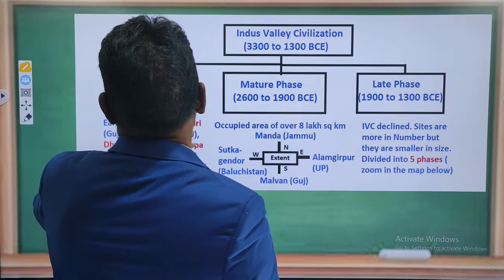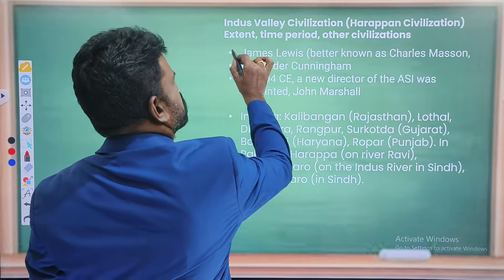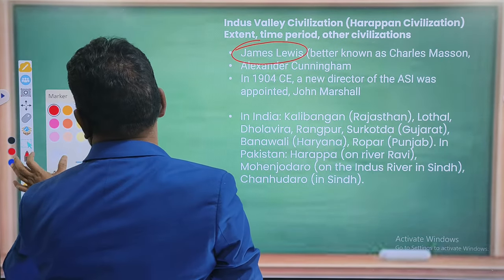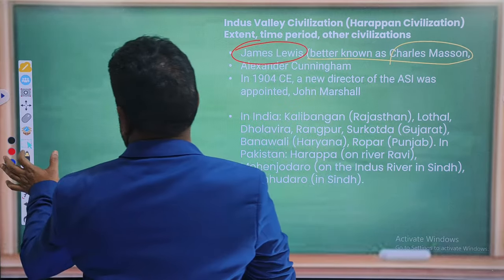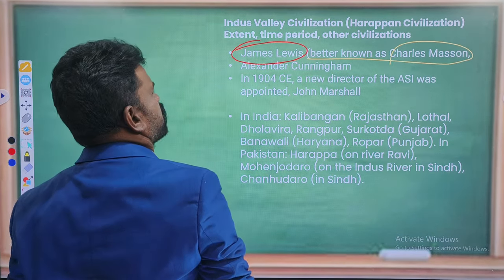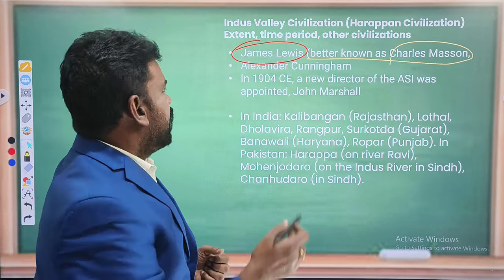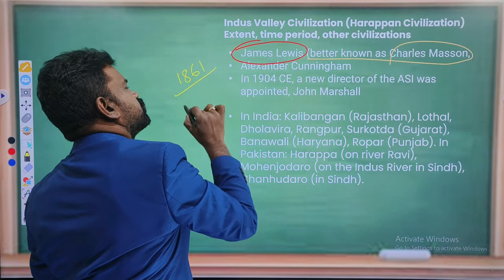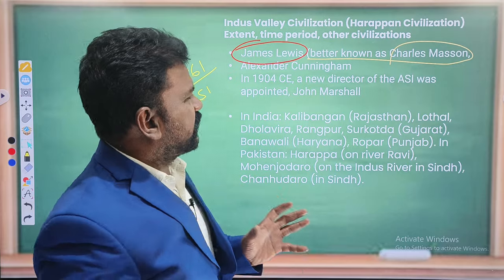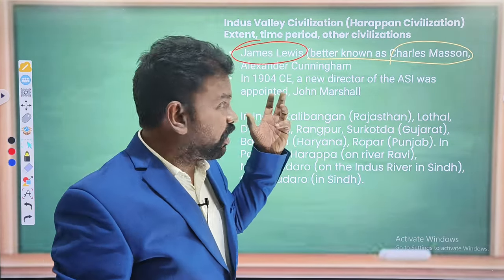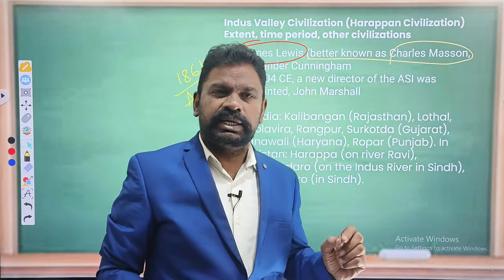The Indus Valley civilization was the first urban civilization in India. James Lewis, better known as Charles Masson, was the first person who discovered the Indus Valley civilization or Harappa Mound. Later, Alexander Cunningham, in 1861, established the Archaeological Survey of India. This way, he was called the father of archaeology in India.